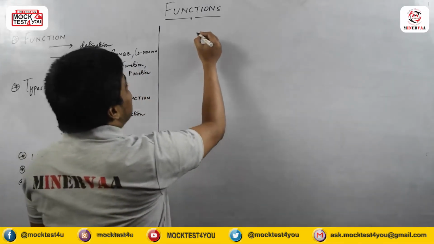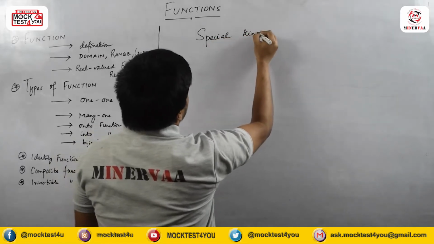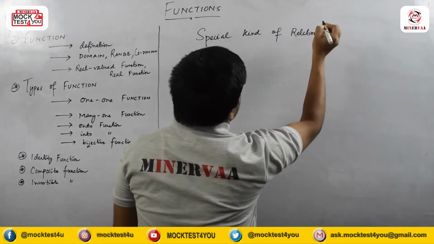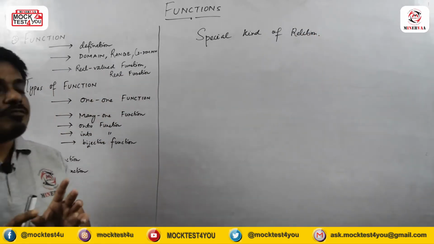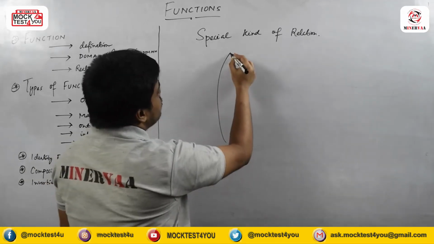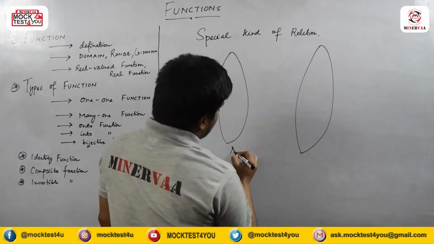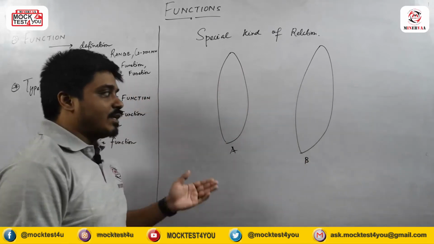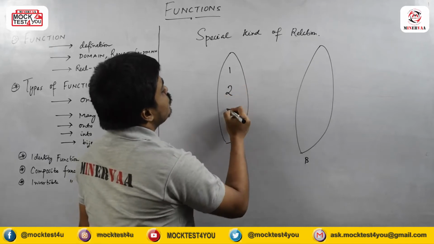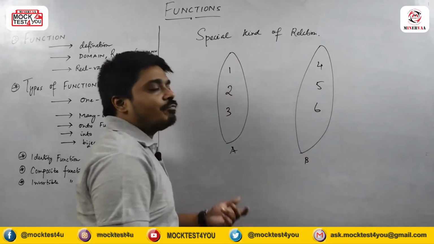So starting with the definition of function, what is a function? A function is nothing but a special kind of relation. Now how special is it? Listen very carefully. If I take two sets A and B, obviously there will be elements of A. Say let 1, 2, 3 be the elements of A and 4, 5, 6 be the elements of B.